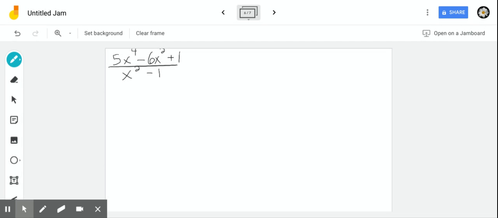All right, in this problem, we are going to need to add some of those zeros again. So our first polynomial is 5x to the fourth. And then we don't have an x cubed, so we need to add 0x cubed minus 6x squared. We don't have an x term, so add a 0, and then plus 1.